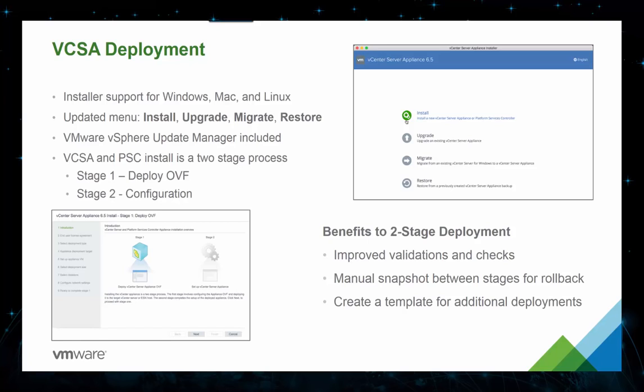Also, customers can create a template from the appliance VM after Stage 1, which can save them valuable time when deploying multiple instances or in conforming to their deployment standards. Also of note, there are versions of the deployment application available for Windows, Linux, and Mac OS. In addition, there's no plugin required in order to run the new deployment application, which allows for a truly cross-platform installation experience.